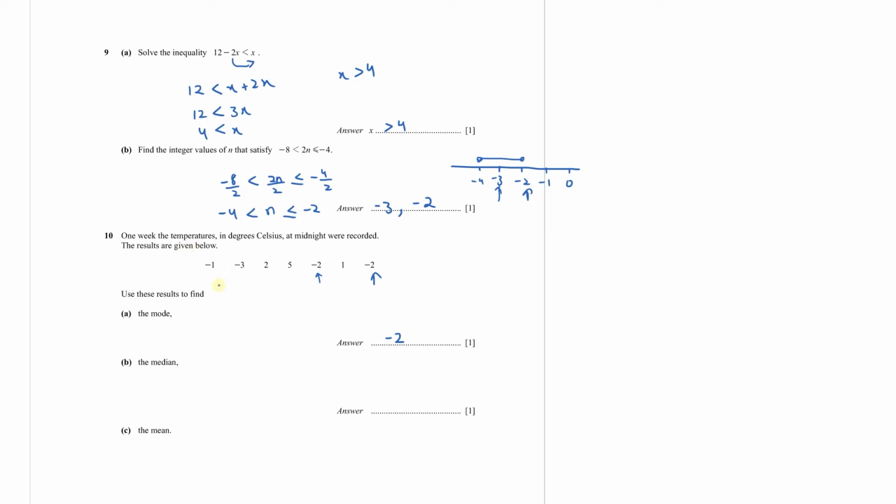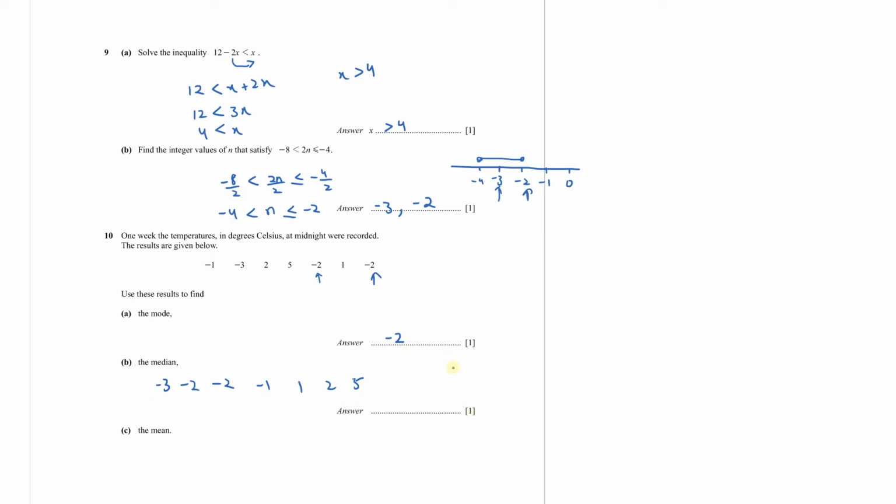To find the median, first we need to rearrange the values in ascending order, starting from the smallest. So let's write them from smallest to largest: minus 3, minus 2, minus 2, minus 1, 1, 2, 5. I've written all 7 values in ascending order.